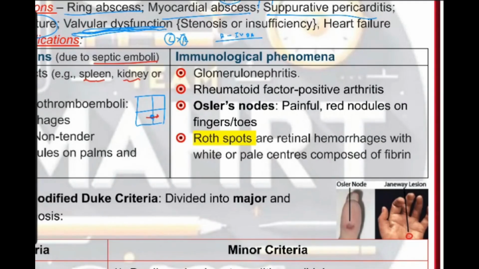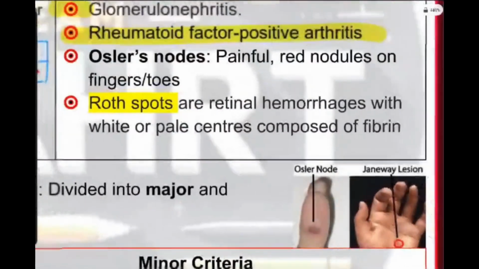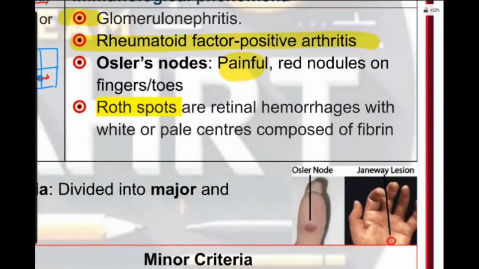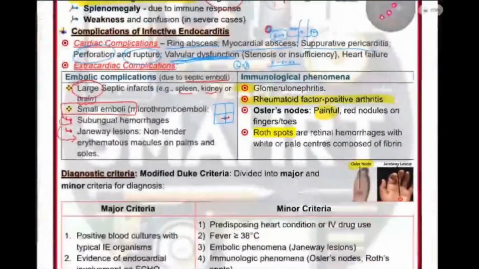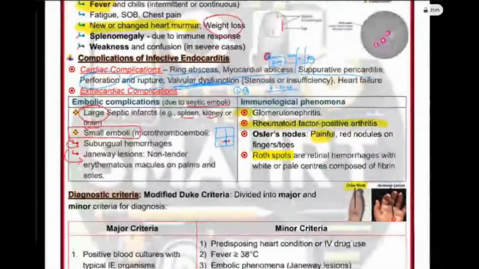No? So in the same way, the irritated immune system will start damaging our own body parts. If it damages the nephrons, glomerulonephritis; damaging the joint structure, arthritis; damaging especially the toes, on the toes we will find painful nodules. Ocular nodes are painful, and in the retina also Roth spots. So these are the main complications of infective endocarditis.